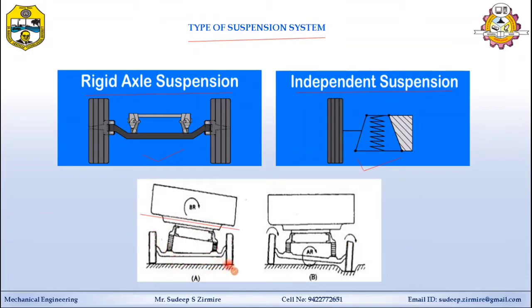the bumps or potholes. But for the independent suspension, one wheel is in the pothole and the other is on the straight path, but at the same time only the axle is tilted, and the body stays in a straight line. So there is no effect on the body. This is called the independent suspension system. It gives more comfort when compared to the rigid axle suspension.